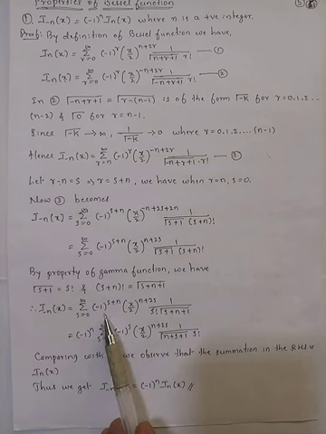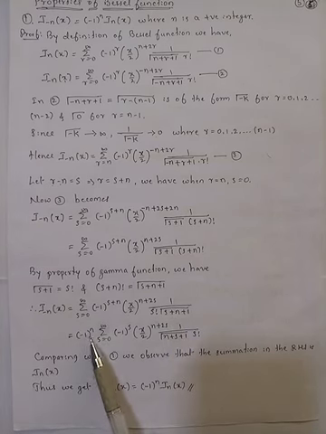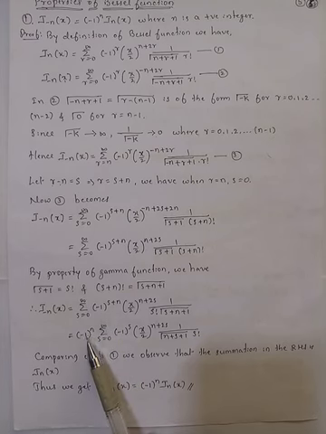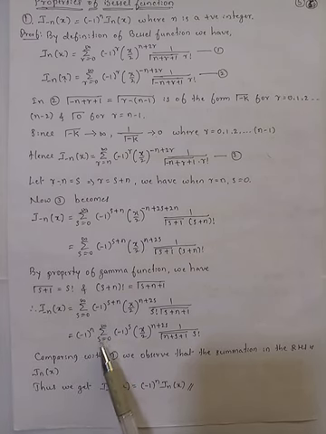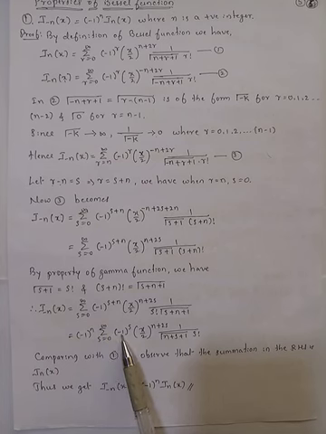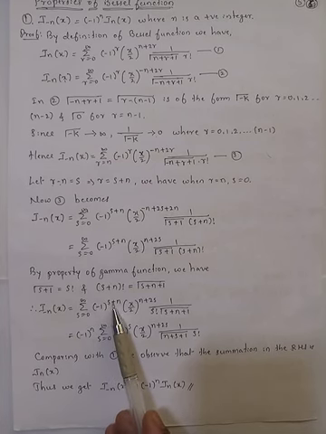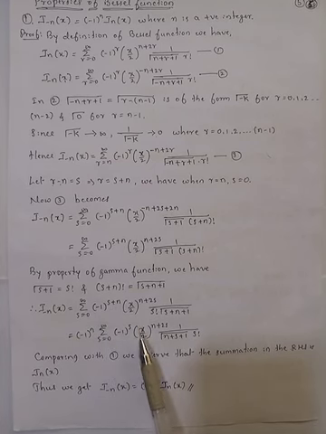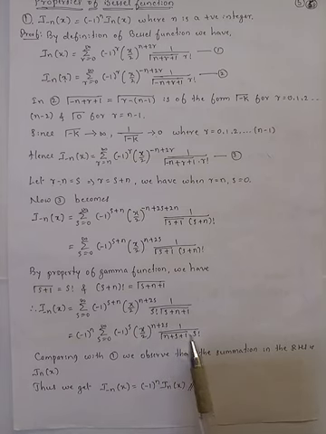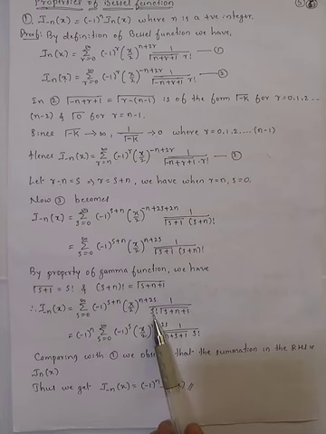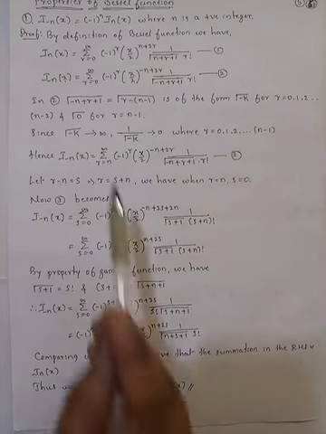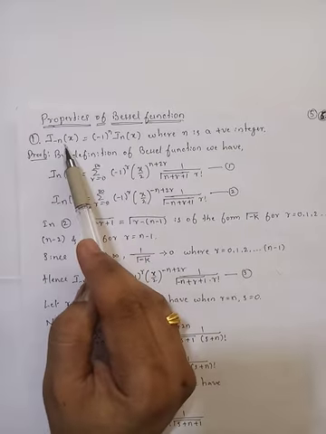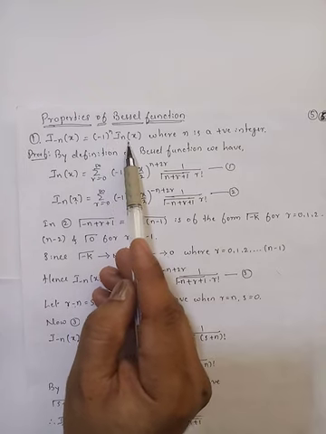Now from this we take minus 1 raised to n outside the summation, then this summation s equal to 0 to infinity, then we are left with minus 1 raised to s. Okay, then x by 2 raised to n plus 2s, then 1 divided by gamma of n plus s plus 1 into s factorial. We are going to prove that J minus n of x equal to minus 1 raised to n into Jn of x.